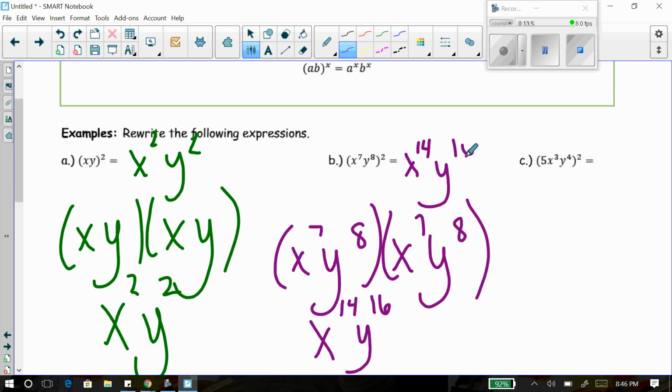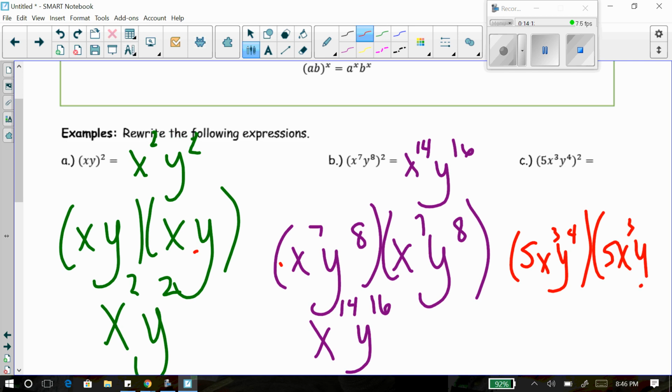Last one I want to throw out to you, really throwing everything together here. 5x, and you do not have to write these out like this. I'm just trying to show you where this is coming from. So 5x to the third, y to the fourth, twice. There was a reason that I chose exponents of 2 for this, so I could actually show you. Because if I made that number on the outside like 15, man, I would not want to write that term 15 times.